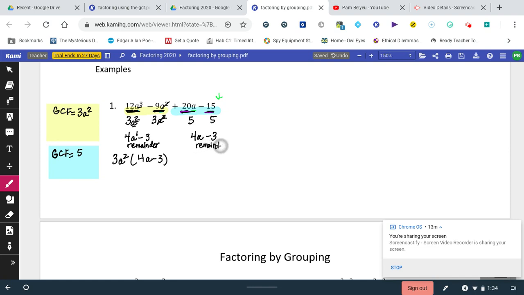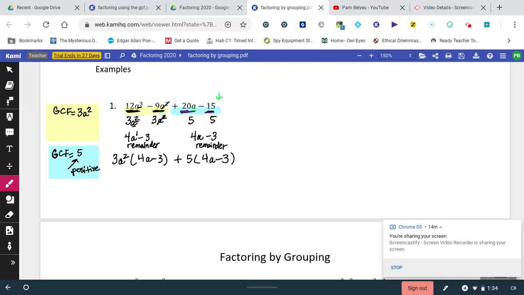Please pick the GCF of that pair. The GCF of the pair in the blue block is 5. So I'm going to put a sign in front of it, guys, because I need a sign in the middle. Since 5 was positive, I'm going to put a plus right here. So plus 5, and then times the remainder, 4A minus 3.